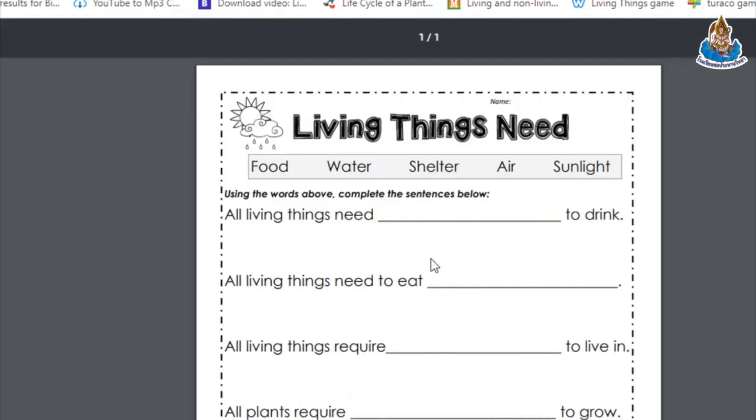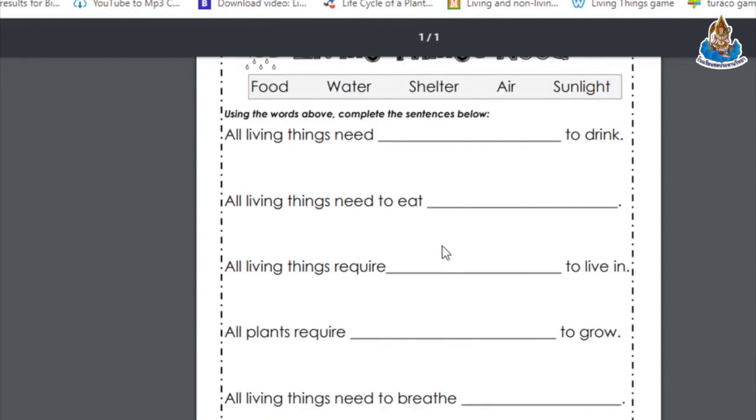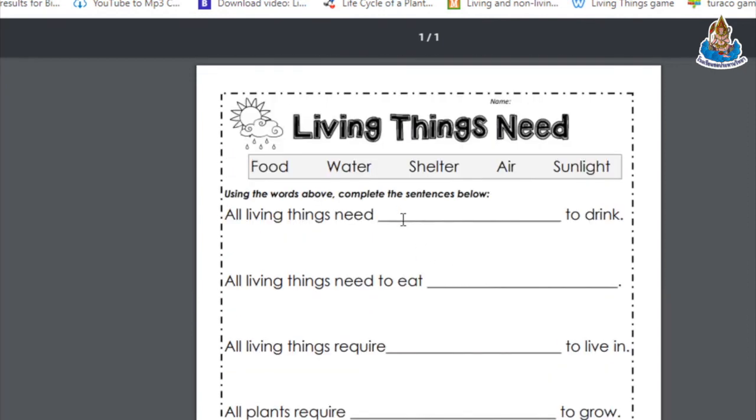Worksheet number 2. So for this one, you have to fill in the blanks using the words above. Complete the sentences below. So we have food, water, shelter, air, and sunlight. Don't forget to write your name. So for example, all living things need blank to drink. What do living things drink? So they drink water. You write water in the blank.